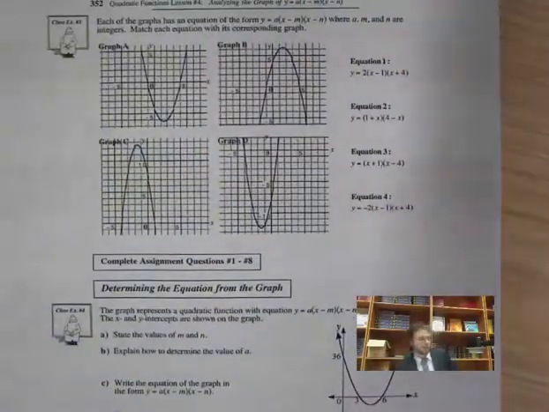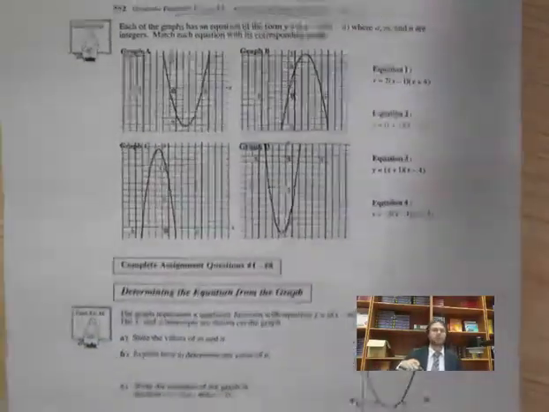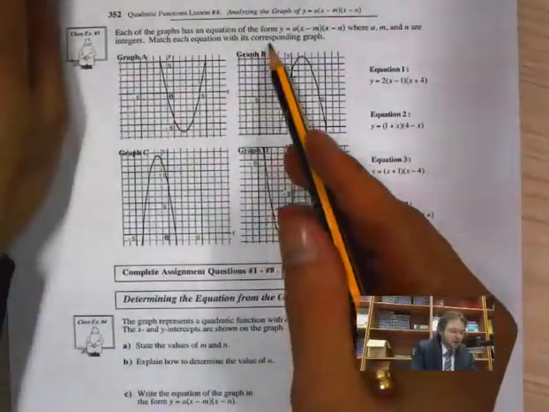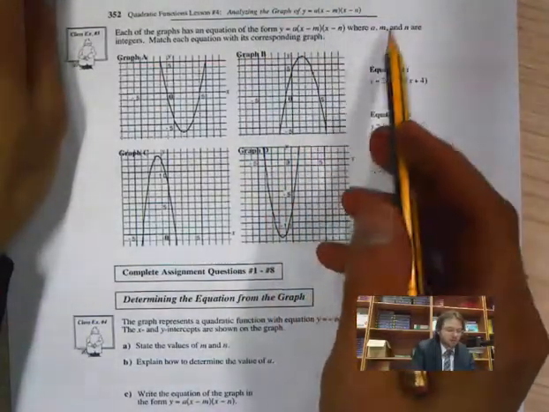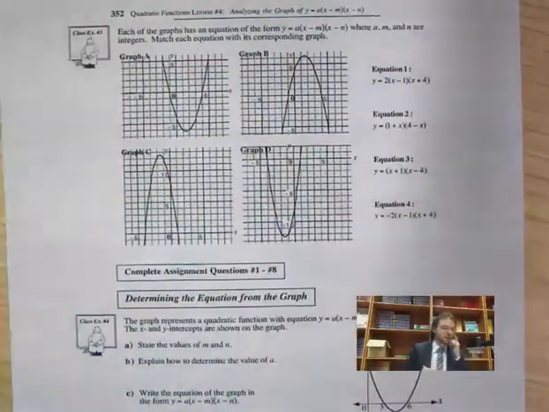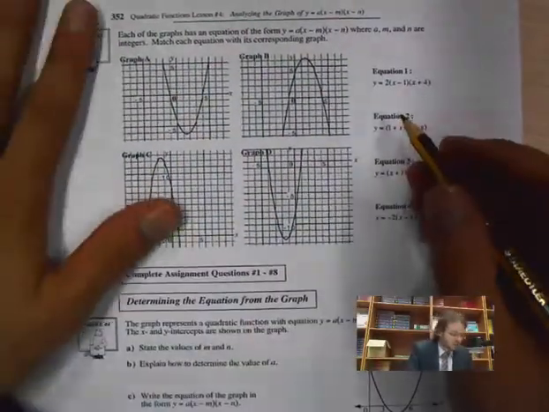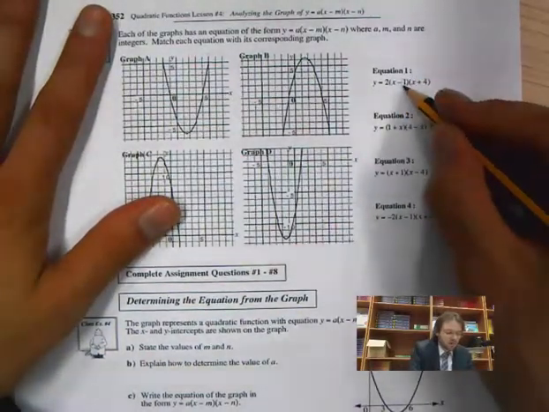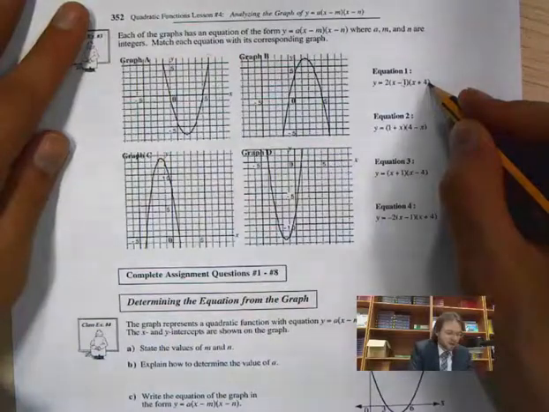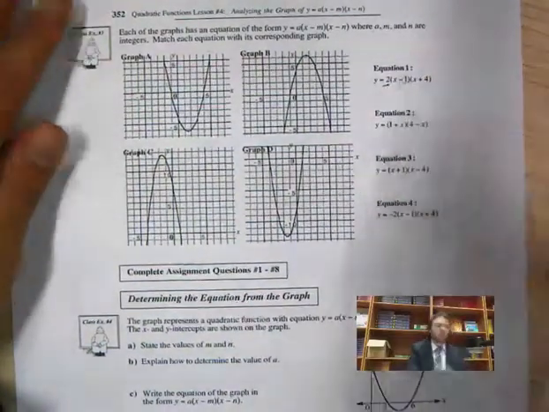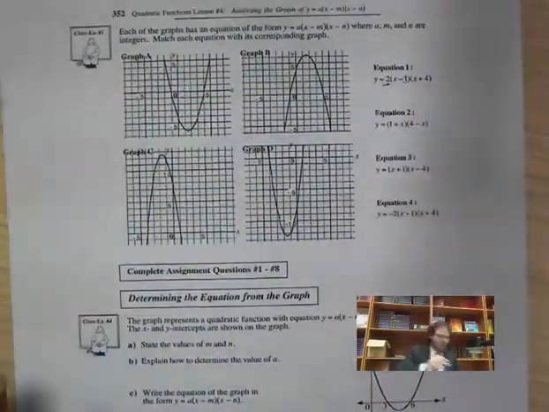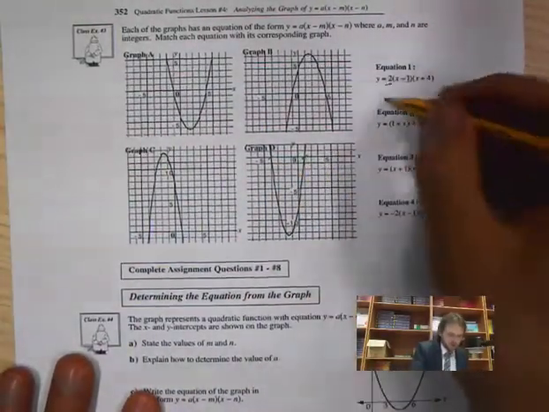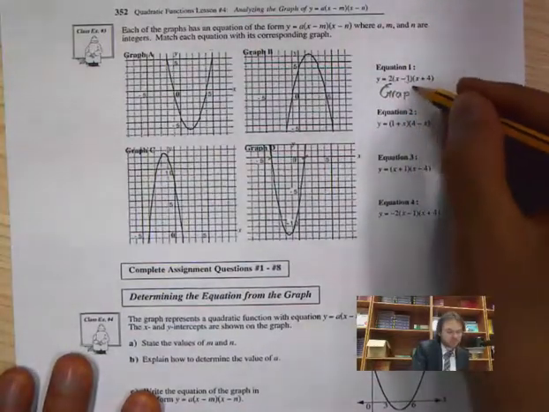All right. So here we go. Our third example now. It says, each of the graphs are in the form a(x minus m)(x minus n), where a, m, and n are integers. Match each equation. Okay, so this one right here is saying (x minus 1)(x plus 4). So that means my x-intercepts are 1 and negative 4. So which one has x-intercepts 1 and negative 4, and it's 2, so it is going up. Happy, 1 and negative 4. Negative 4 and 1. So this is graph D. See how I did that?